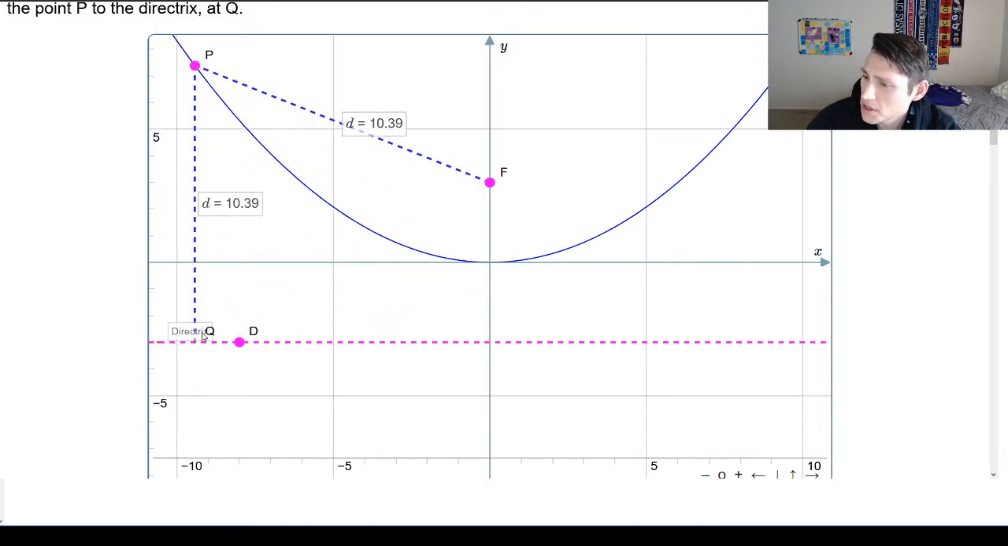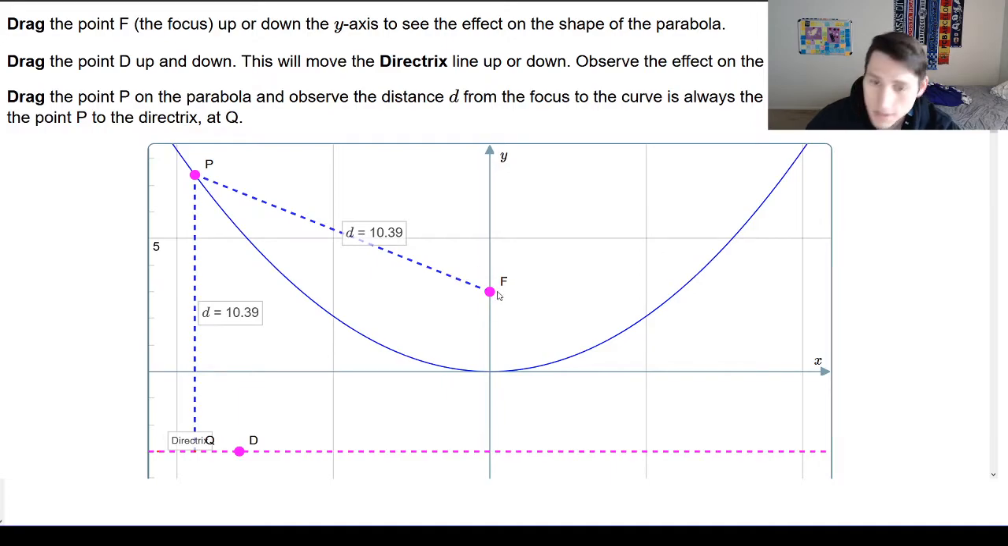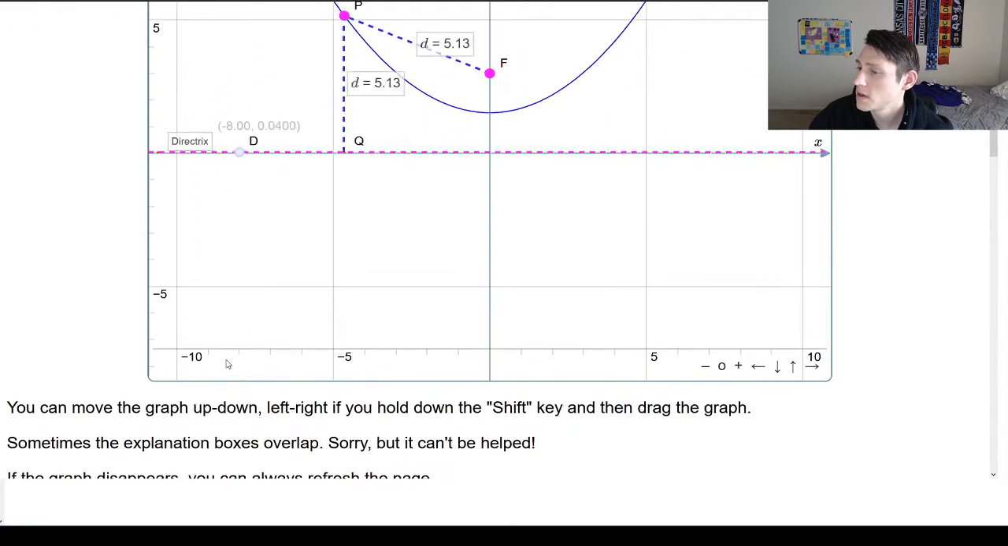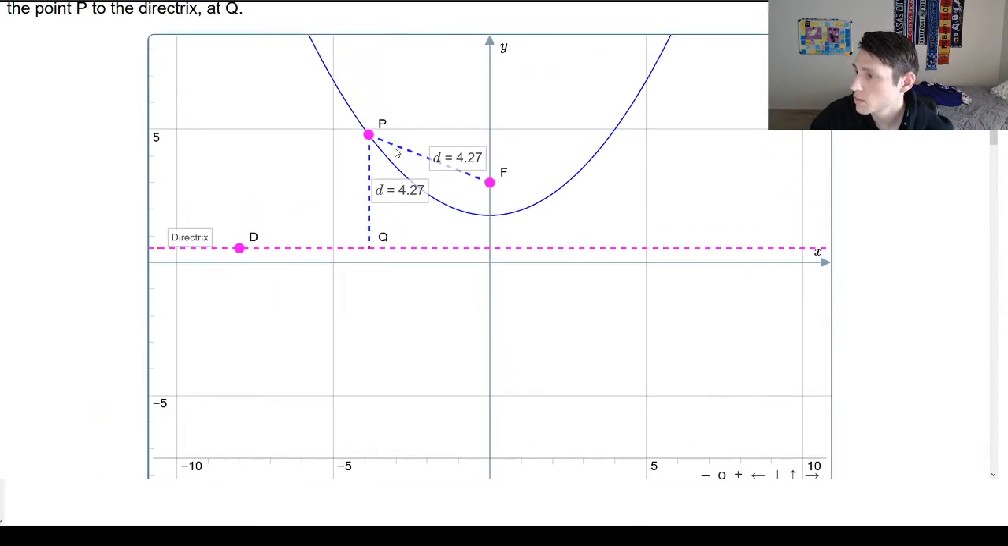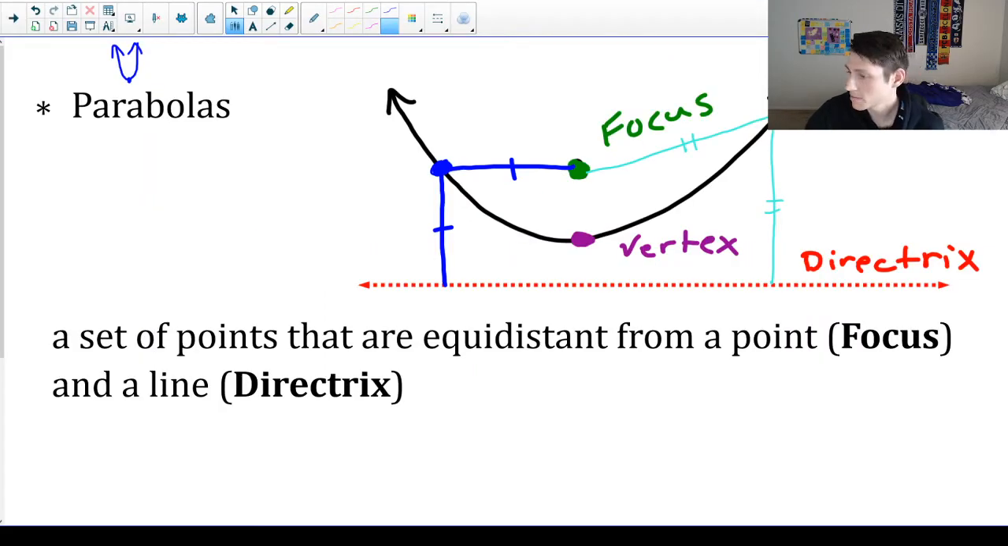So no matter where you are, the distance from the parabola to the directrix and the parabola to the focus are the exact same length. Pretty cool. And same thing, if I move the directrix up and down, it changes, but the property is still the same. Always the same distance between. Okay, let's go back.